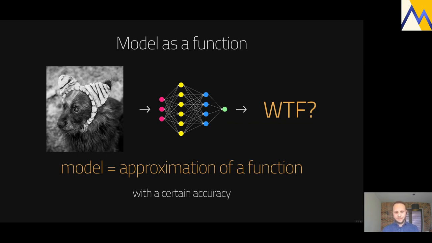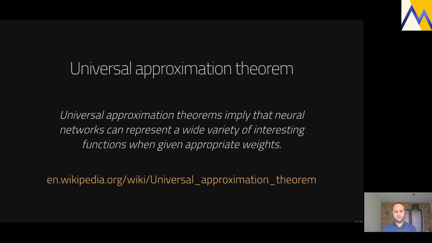And this is not just my impression. It's actually something that comes from the universal approximation theorem. And the part of that theorem that was most interesting to me is that those theorems imply that neural networks can represent a wide variety of interesting functions when given appropriate weights. This means that a single model can approximate a function, but those functions can be different depending on the weights that we give them.